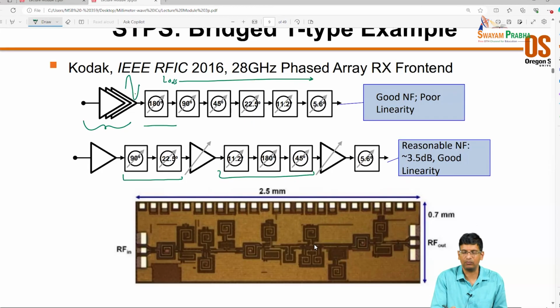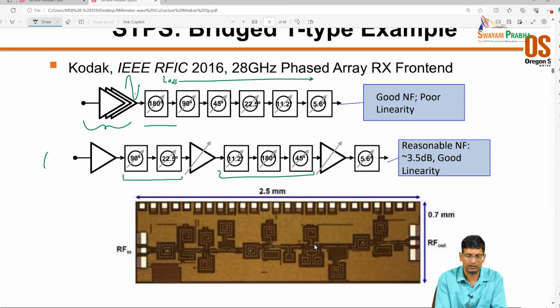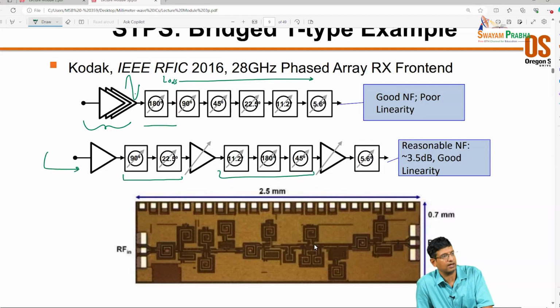So what they did was they experimented with different combinations of placing switches at different locations and the amplifiers at different locations, and then came up with this approach where they're able to balance the noise figure and linearity, right? And you can see that the phase shifters are also ordered differently, right? Partly for those reasons which you were talking about, right?